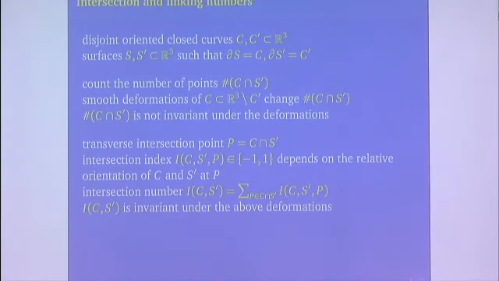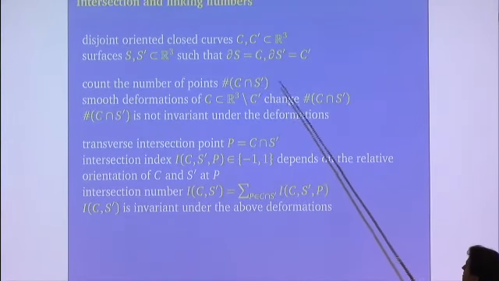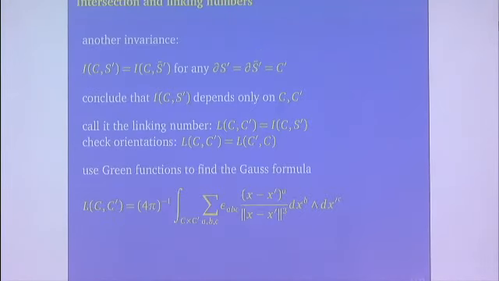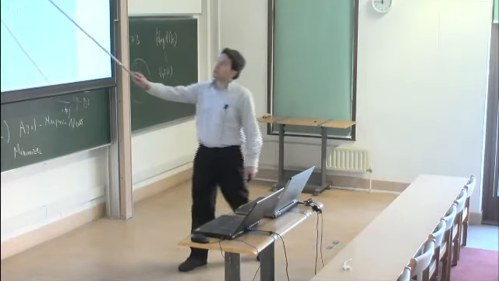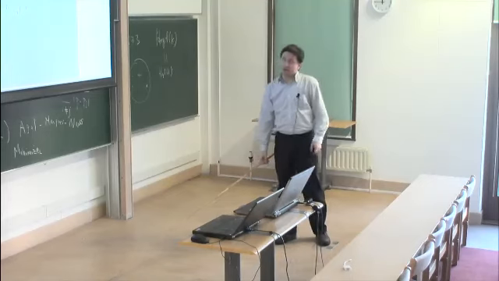And of course, you can think of intersection numbers between curve C and surface S prime, and you will quickly realize the number of intersection points is not an invariant. But if you assign signs, plus or minus 1, to them, and sum over all intersection points of the two objects, then you will find that this is invariant. And this is a well-known link invariant because it's not only invariant under deformations of C, it's also invariant under deformations of S prime. And you can show that this is precisely the first order linking number.